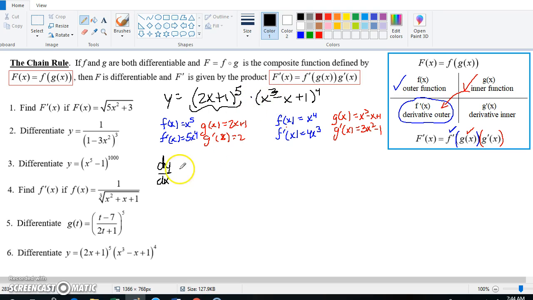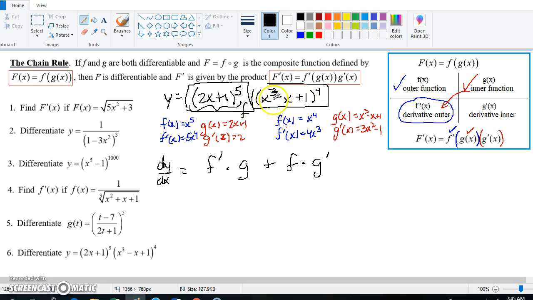We also need to do the product rule. So we need f, which is this function, prime times g plus f times g prime. So I'm calling the first function f and the second function g, and now I have to take the derivatives. Run out of time. Take a look at the answers on the website and see how you do.